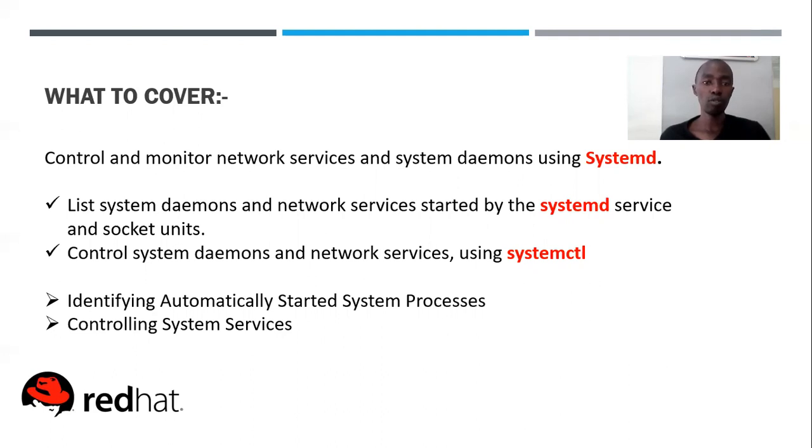Systemctl comes from two words. One is the word system, and then we have the CTL, which stands for control. So we can always control the services, the daemons, the sockets, the paths, and everything revolving around systemd by using a command called Systemctl. After that, we will be in a position to identify automatically started system processes. And then we will also talk about controlling system services. These are some of the things we're going to cover.